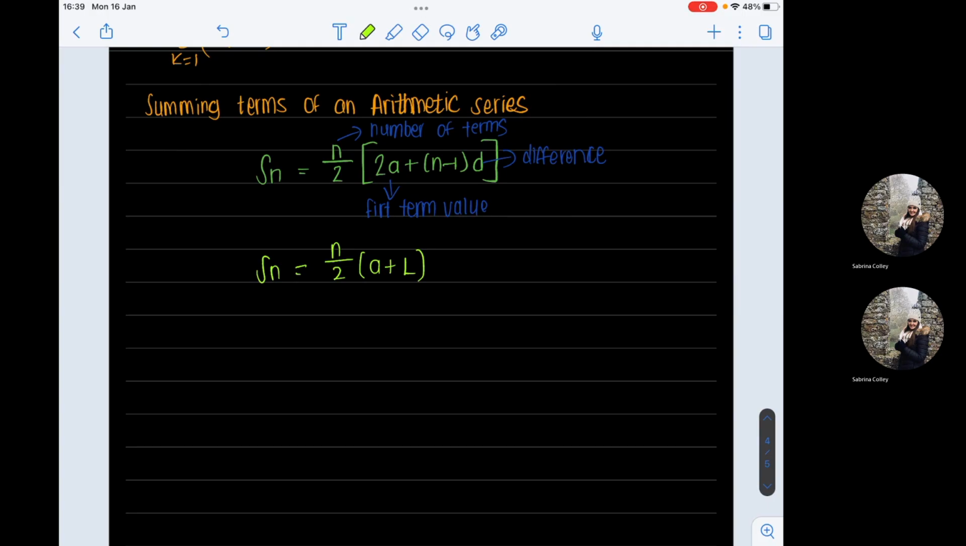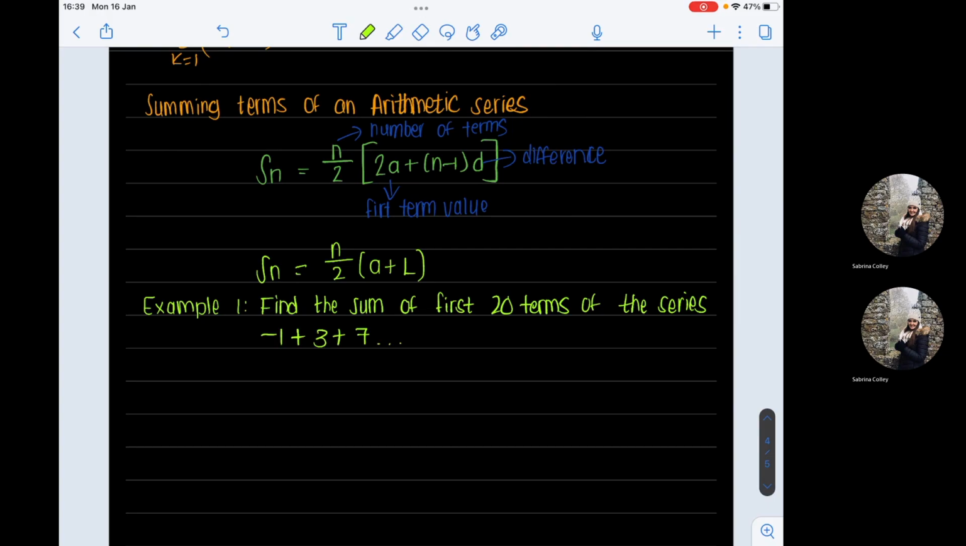So let's have a look at an example. Example 1: find the sum of the first 20 terms of the series -1 plus 3 plus 7. They want the final answer if we had to add 20 terms of that series.